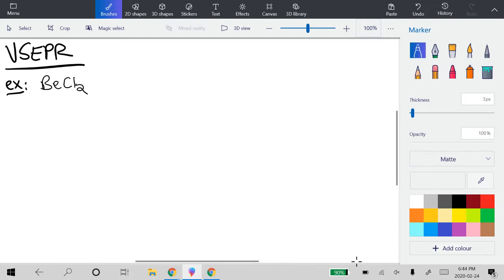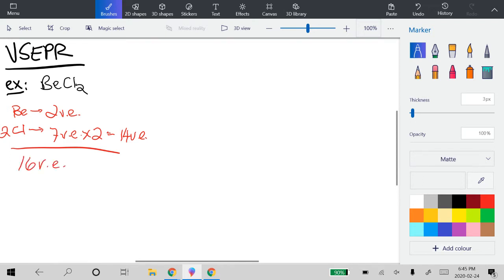Step 1 is always to count the number of valence electrons. So beryllium is in group 2 of the periodic table, so that means it has two valence electrons. Chlorine is in group 17 of the periodic table, so we know that stands for 7 valence electrons. But I actually have 2 chlorine atoms, so each of them is going to bring 7 valence electrons, so I have to times that by 2. So the total number of valence electrons in this molecule is 16.